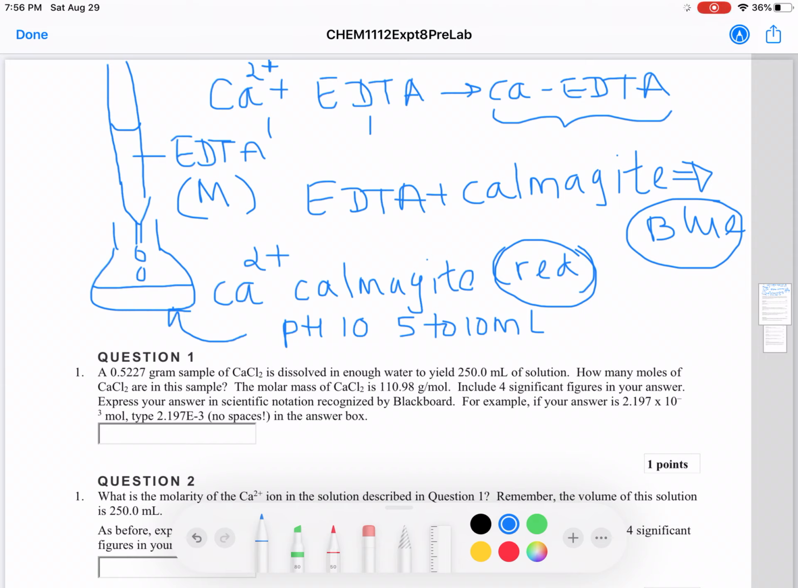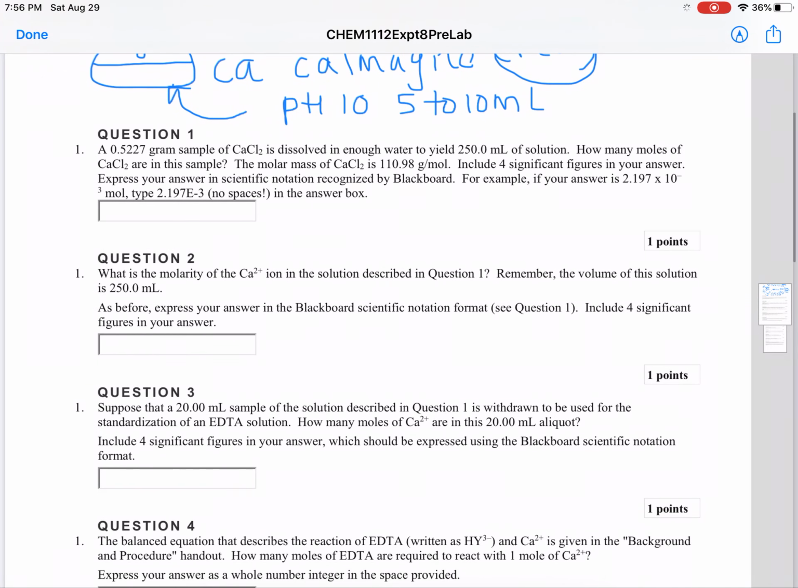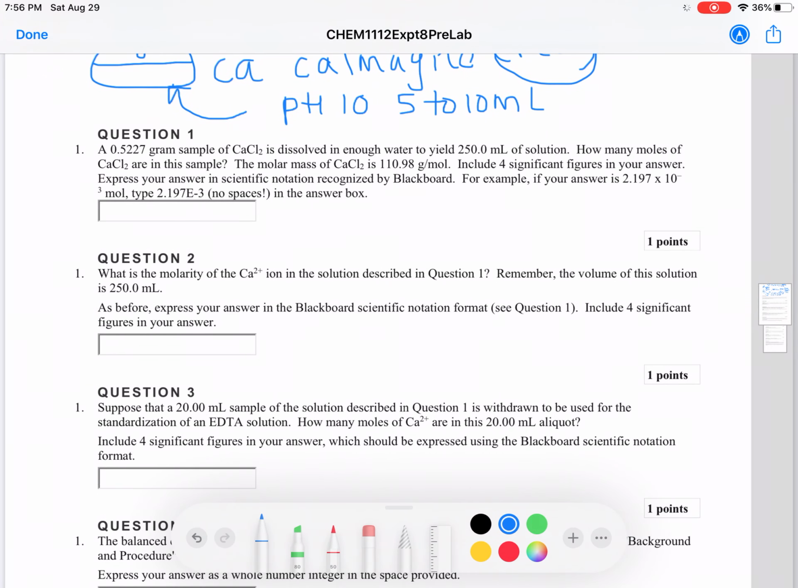Okay, now let's see your questions. The first question: a 0.5227 gram sample of calcium chloride is dissolved in enough water to yield 250 milliliters of solution. Calcium chloride is a solid. You used calcium chloride in General Chemistry 1 also, when we were doing limiting reactant. Remember, calcium chloride and sodium carbonate, you measured it on a balance, so it's a solid. You take a few grams and add 250 milliliters of water to make a solution. How many moles of calcium chloride are in this sample?